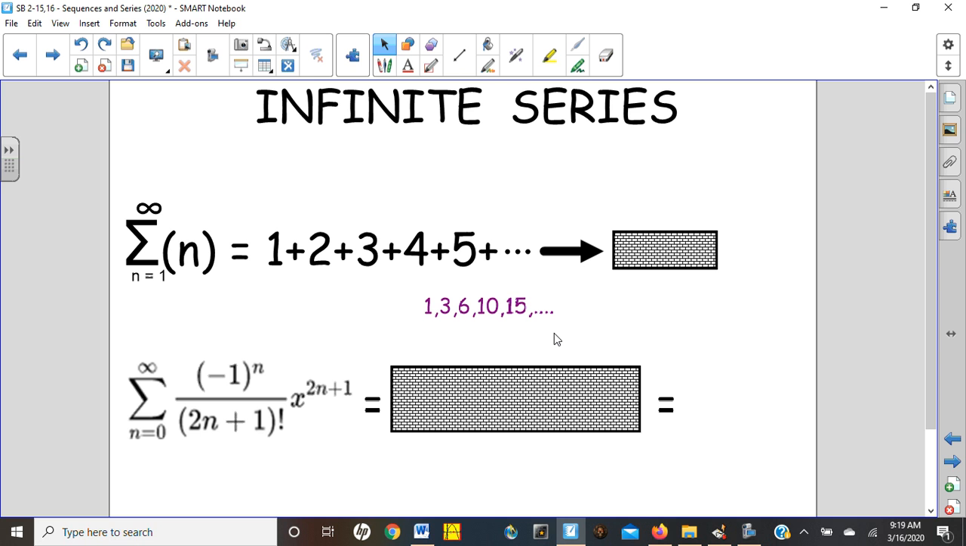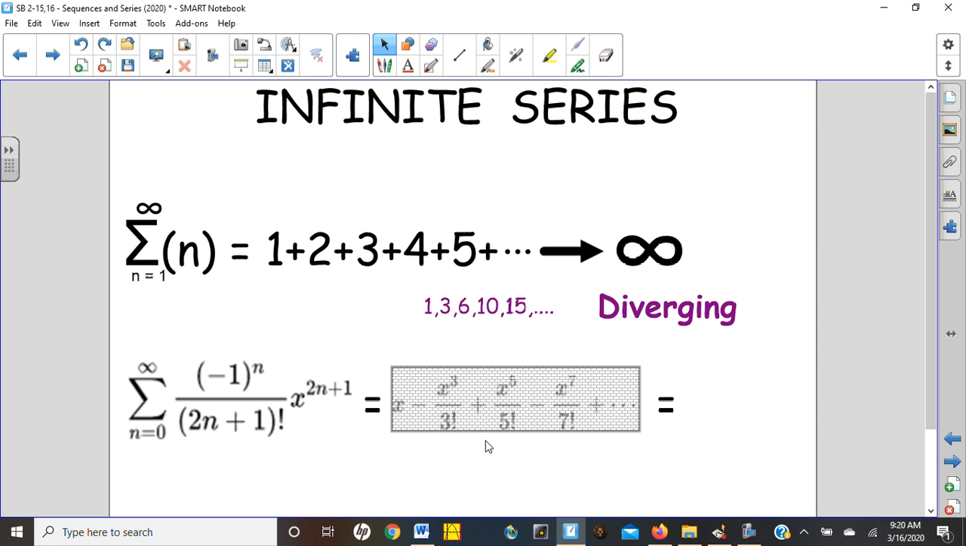You may have learned about them in geometry, but they're not going to get any smaller. They're only going to get larger and larger and larger, tending towards infinity. We call this diverging, moving away from everything, moving towards infinity. That's a diverging series. This really scary looking one right here actually turns into quite a pretty pattern.